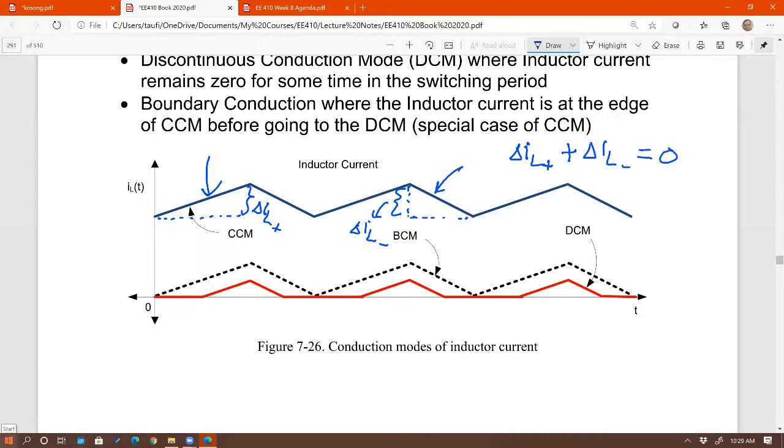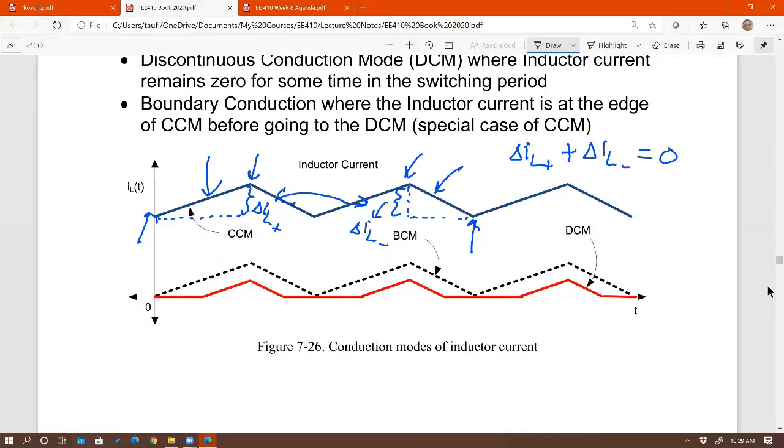Do you agree with that statement? The change in inductor current for when it's going up should be a positive change, right? Bigger value minus smaller value should be a positive change. But when it's sloping down, it should be a negative change, right? Smaller value minus bigger value should be a negative value. But the magnitude of the change, delta, should be the same for both because it's steady state.